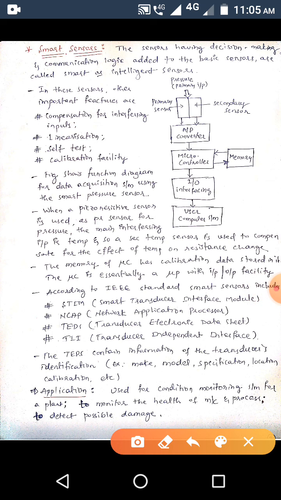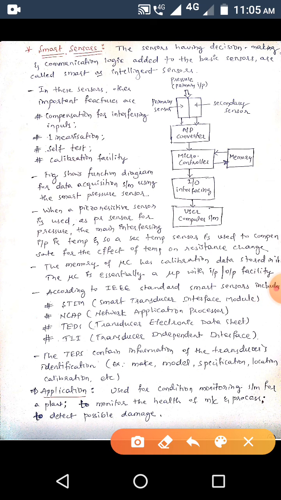In the previous class, we have discussed the proximity sensors, pneumatic sensors, light sensors, as well as the tactile sensors. Today, we'll see the smart sensors, how the smart sensors work, and what the applications of smart sensors are, where we are using these types of sensors in industry as well as home appliances. Okay, so let us see first, what is a smart sensor.